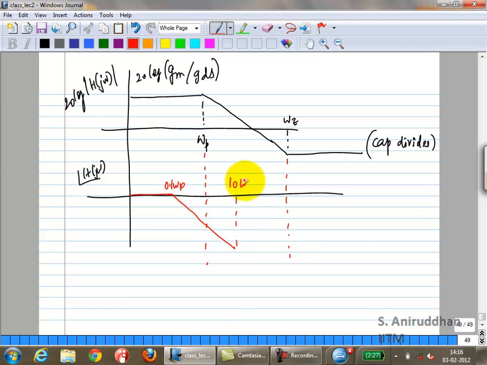Till approximately 10 omega p. Here it's minus 45 degrees at omega p. Right? This is minus 90 degrees.